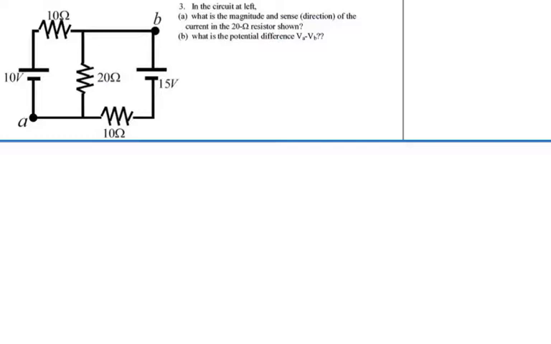Here's sample test 3, problem number 3. In the circuit at left, what is the magnitude and sense, the direction, of the current in the 20 ohm resistor shown? Alright, we wish to use the techniques of our circuit analysis.